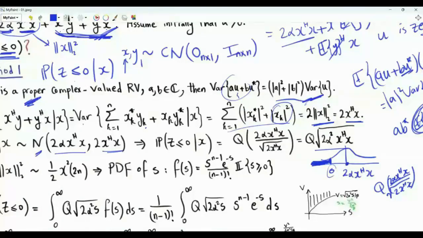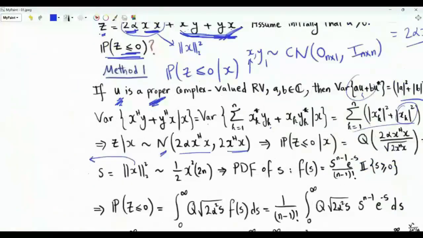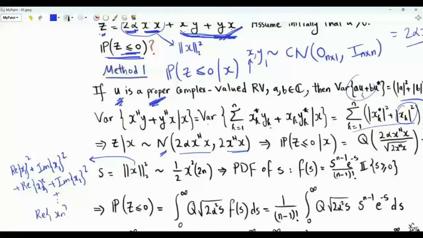Now, our interest is not the conditional probability. Our interest is the probability that Z is less than or equal to zero. Then what we need to do is to take this Q function, multiply by the PDF of X Hermitian X, and then integrate. By doing this, we obtain our desired probability. What is the distribution or the PDF of X Hermitian X? The L2 norm squared of X is the real part of X1 squared plus the imaginary part of X1 squared plus the real part of X2 squared plus the imaginary part of X2 squared all the way to the real part of Xn squared plus the imaginary part of Xn squared.